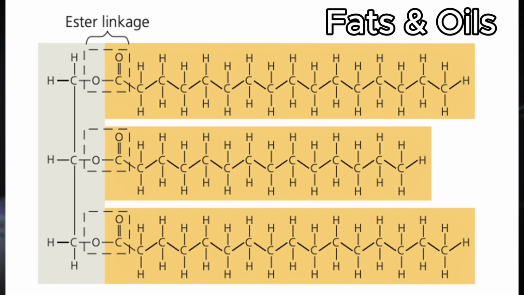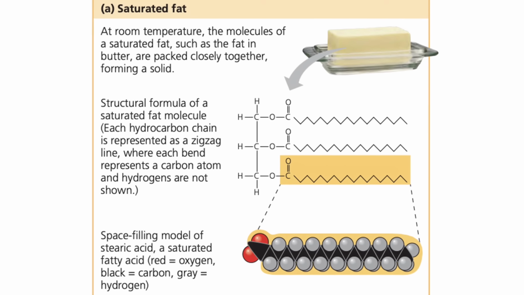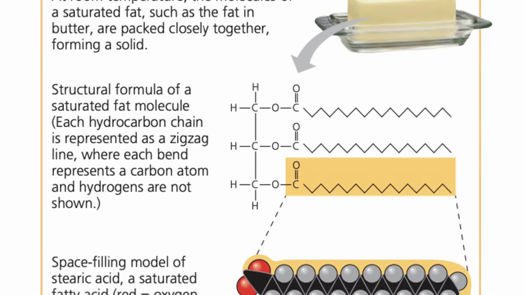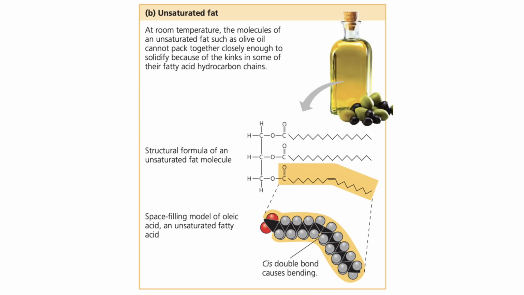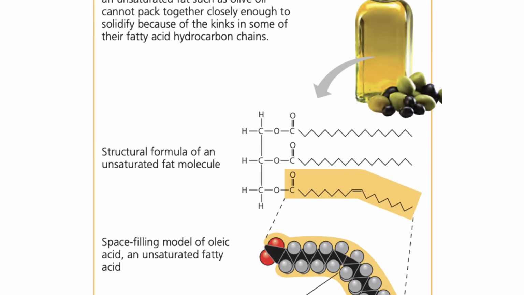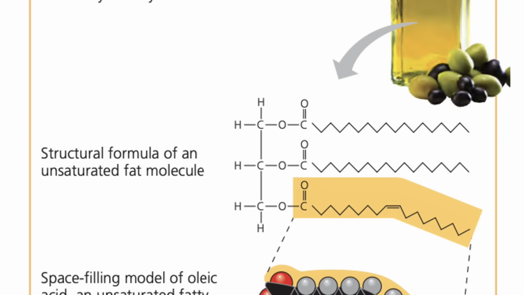Fats and oils are made from one part glycerol with each of the hydroxide groups attached to a fatty acid chain. Saturated fats see a straight hydrocarbon chain and are typically solid at room temperature, while unsaturated fats see kinks in the chain that lend to their liquid state at room temperature. These are both used for long-term storage by animals and plants respectively.